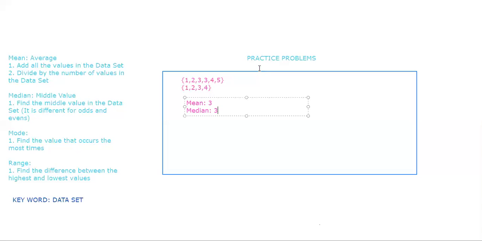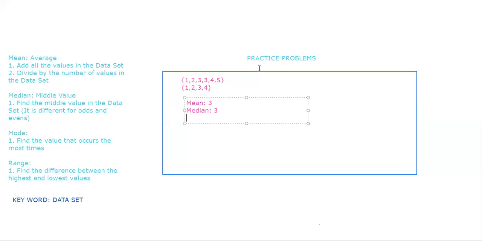And when there's an odd number of values in the dataset, we just find the number that's in the middle of all the other numbers in that dataset. So our median is 3.